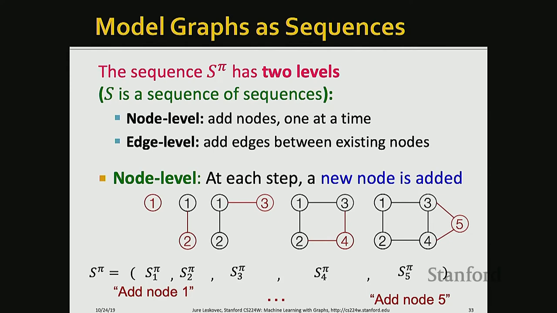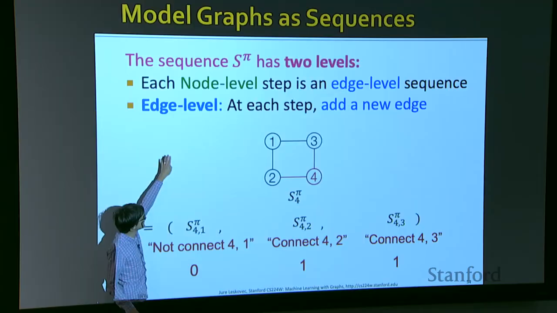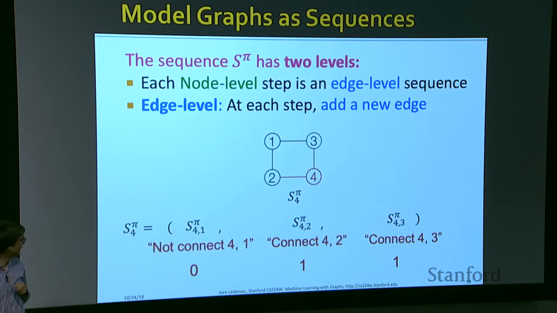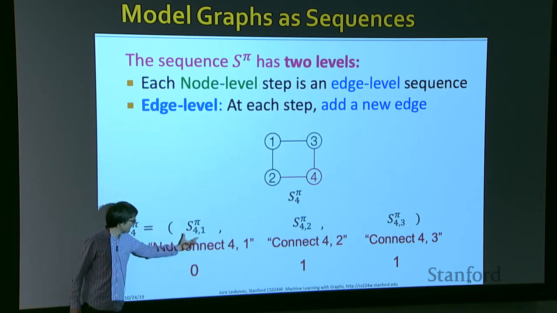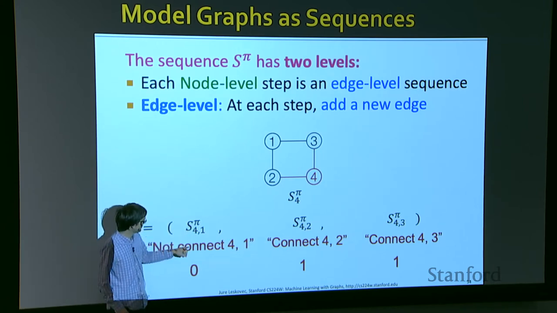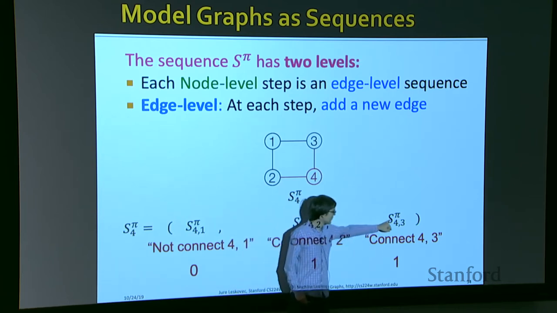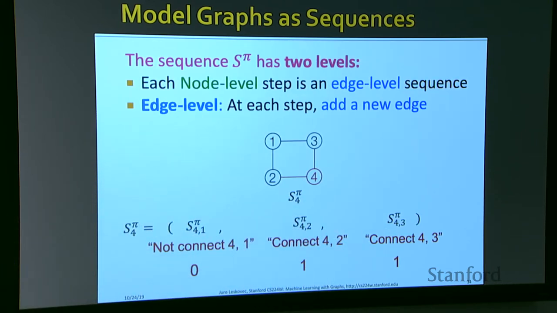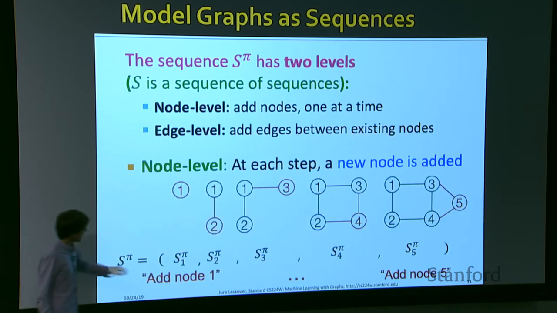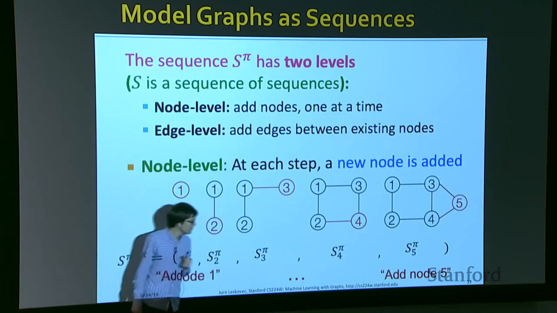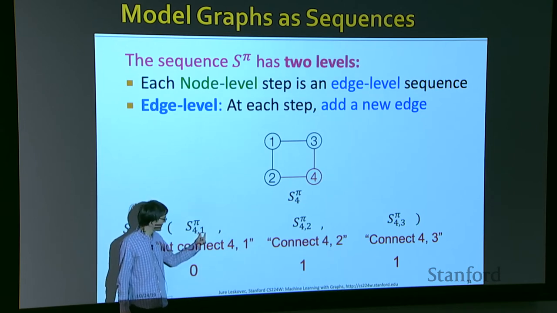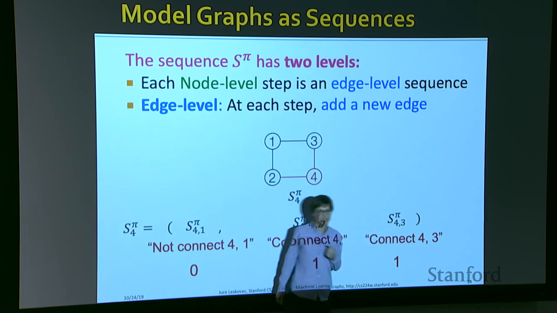So what this means is that we need 2 generative processes. One generative process is very simple. It just adds one node at a time. So the node level generative process says add node, add node, add node, add node. And then the interesting one is really this edge generative process that says, now that we have added the node, let's decide where this node will connect. So we will have another generative process that will say, don't connect it to node 1, don't connect it to node 2, but connect it to node 3. So the point is that we need 2 generative processes. One operates at the node level, I label it node 1, node 2, node 3. And then I need another one at the edge level that says edge to previous node number 1, edge to previous node number 2, edge to previous node number 3.